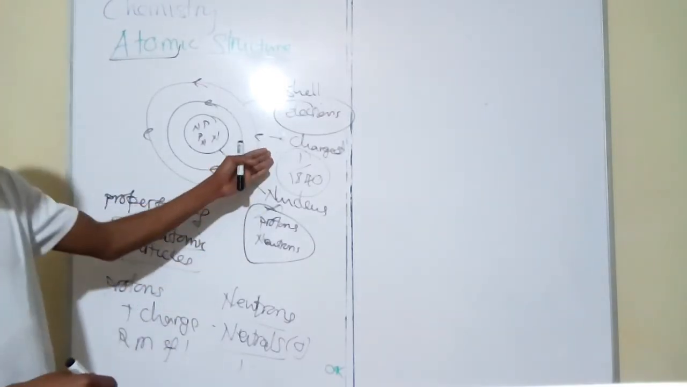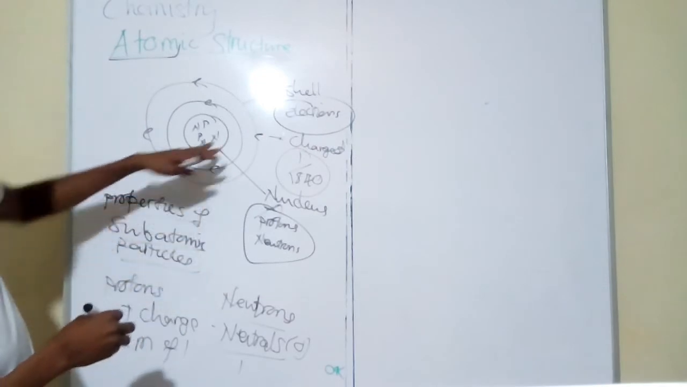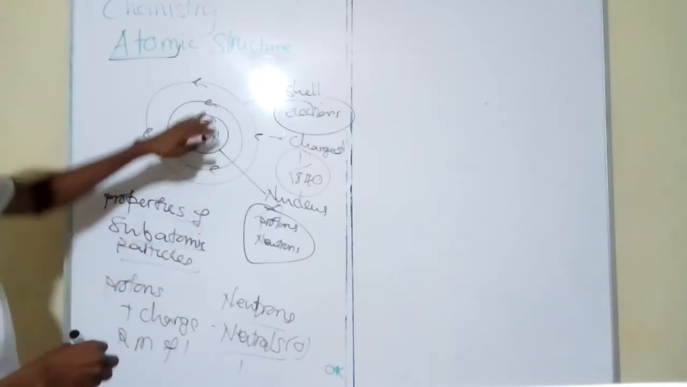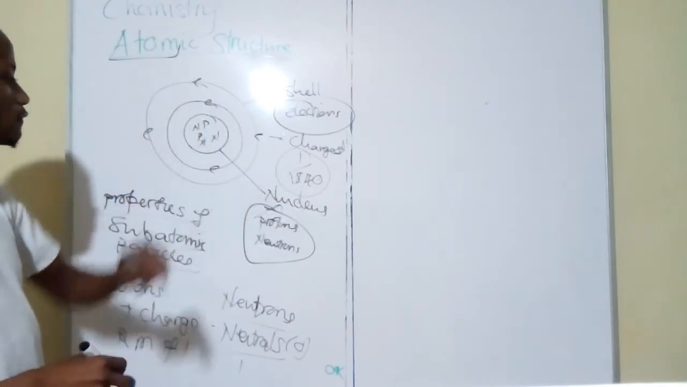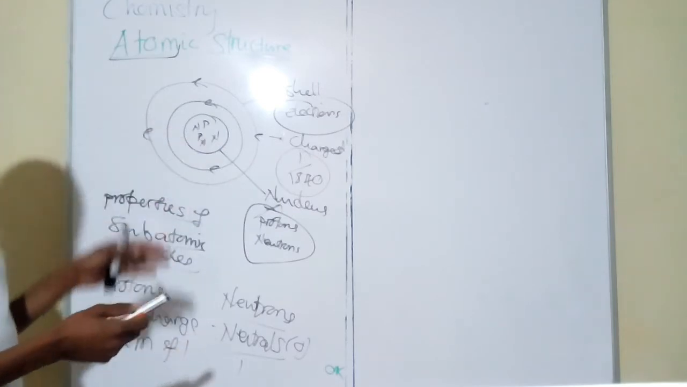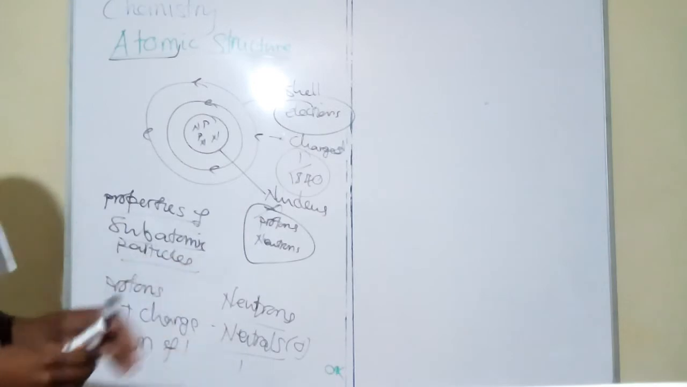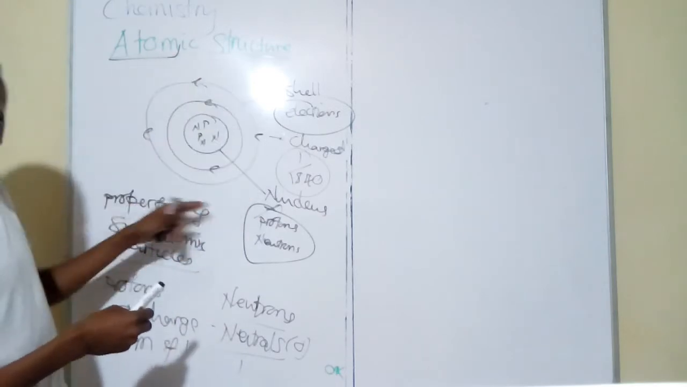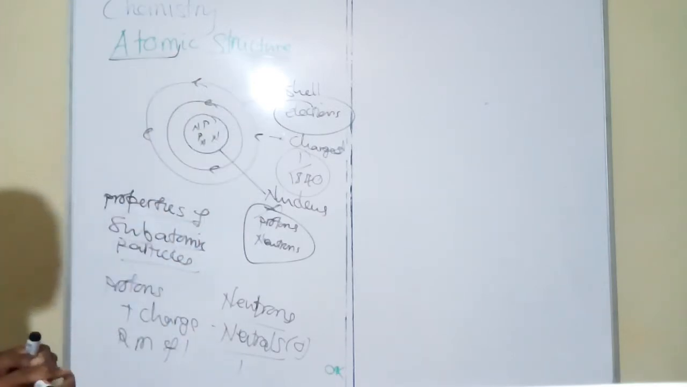They are negatively charged. And they are found outside the nucleus of an atom. They float here because they have a very, very small mass. They cannot find themselves in the nucleus. They have a very, very little mass, such that they are just floating around the shells.